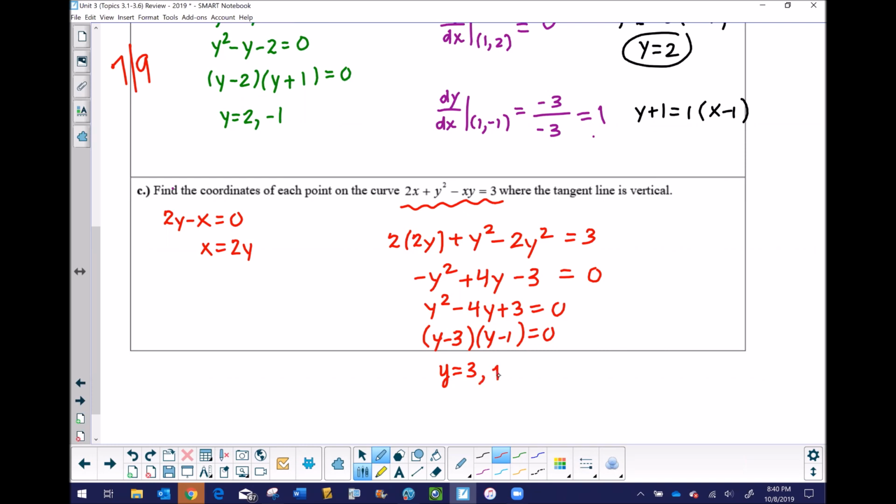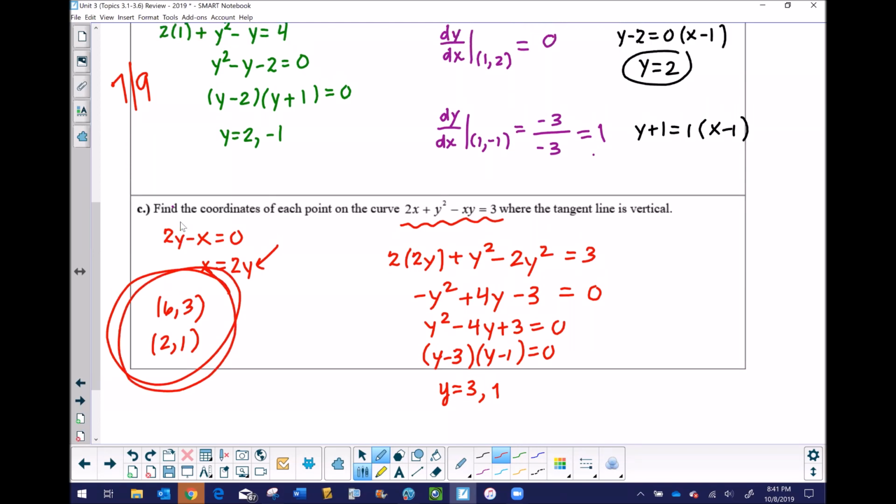And then it wants to know what are the points for which that happens. You could plug these back into the original or make it even better than that. Just plug them into this equation right here, because you just basically solve the system so you can use either one. So when y is 3, x is going to be 6. And when y is 1, x is going to be 2. So those are the two answers, you guys, for that part. Okay?